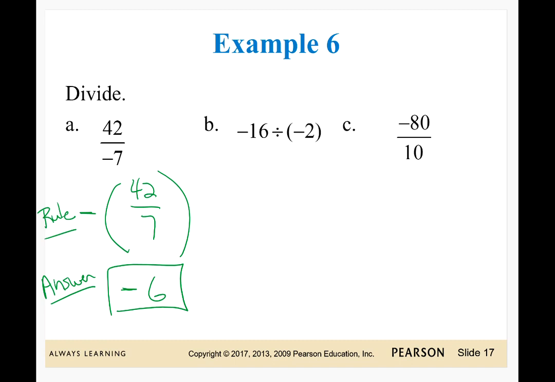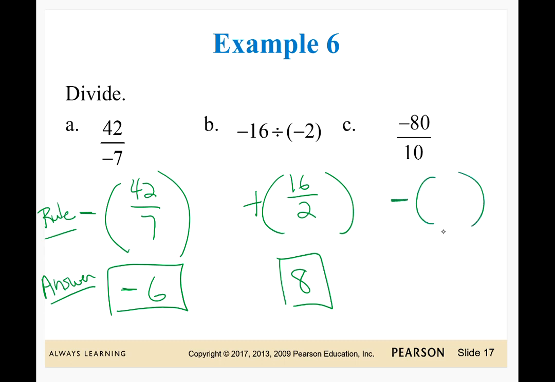All right, B, we've got a negative divided by a negative, so same sign, so the answer is positive. And then we're going to divide their absolute values. So 16 divided by 2 is 8. So my answer is positive 8. And in C, we've got a negative divided by a positive. So different signs, so my answer is negative. And then we're just going to divide their absolute values. So 80 divided by 10 is 8. So my answer is negative 8.